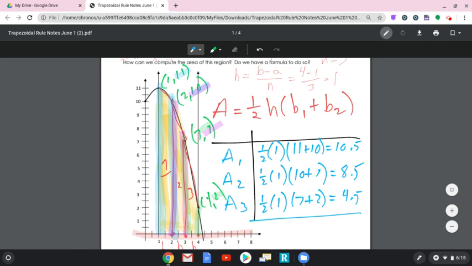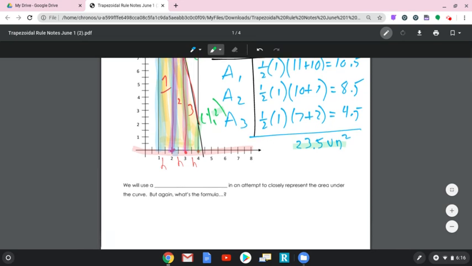Now add them up, guys. 10.5 plus 8.5 plus 4.5, and you should have 23.5. Okay, so that's 23.5 units squared. And that's going to be an estimation. Now, is this area slightly larger than 23.5? That is fine. But this is a way that we can estimate the area under the curve. All right, so that would be my estimation.